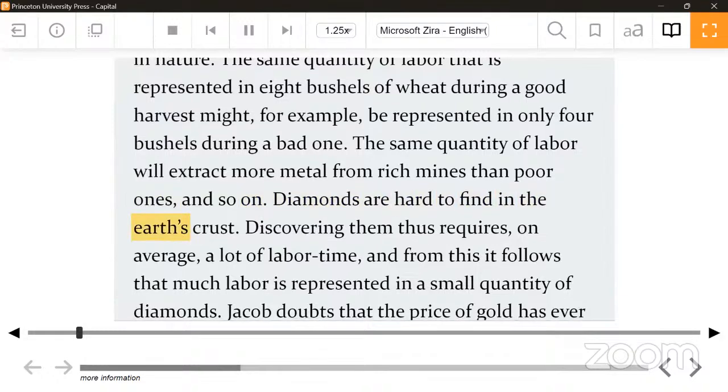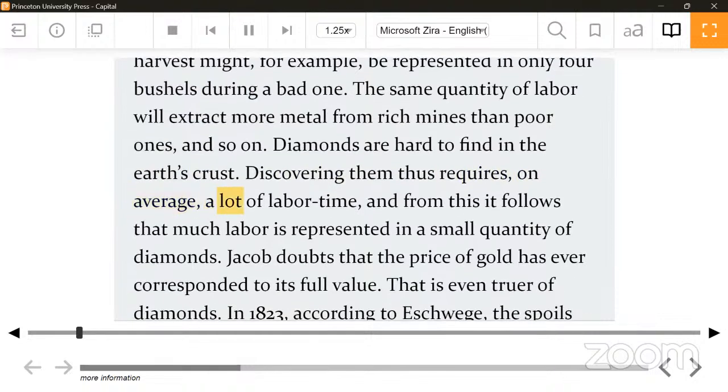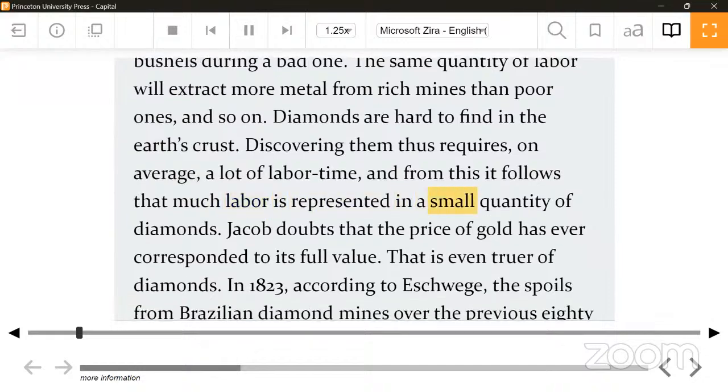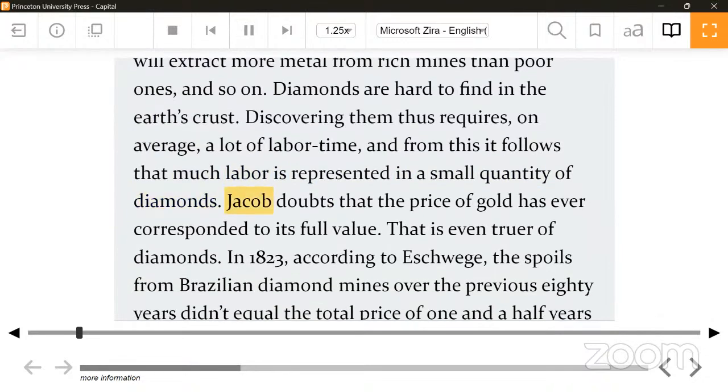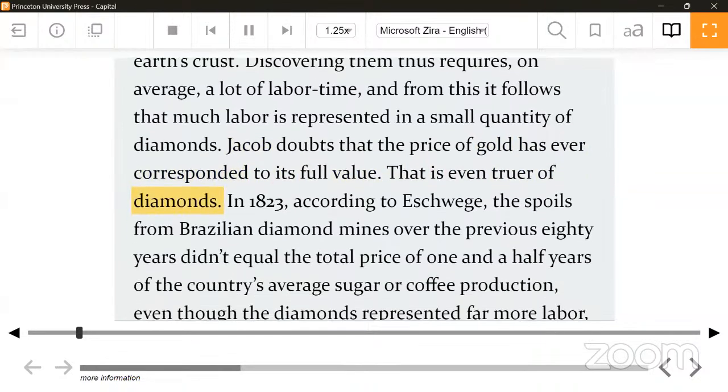Diamonds are hard to find in the Earth's crust. Discovering them thus requires, on average, a lot of labor time, and from this it follows that much labor is represented in a small quantity of diamonds. Jacob doubts that the price of gold has ever corresponded to its full value. That is even truer of diamonds.